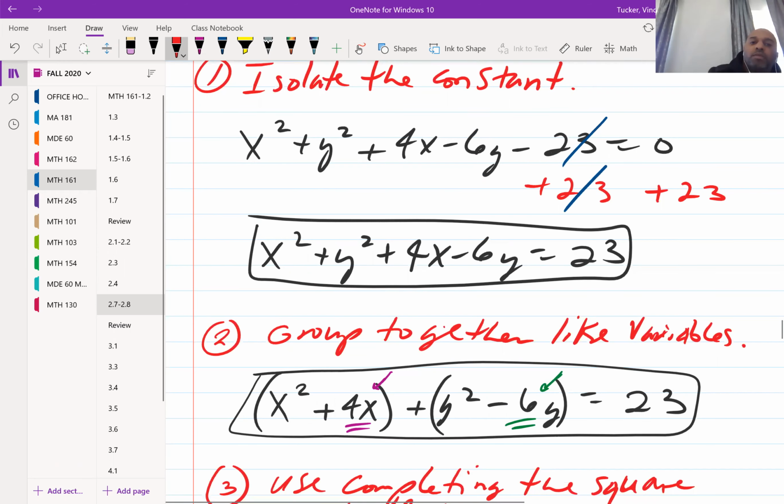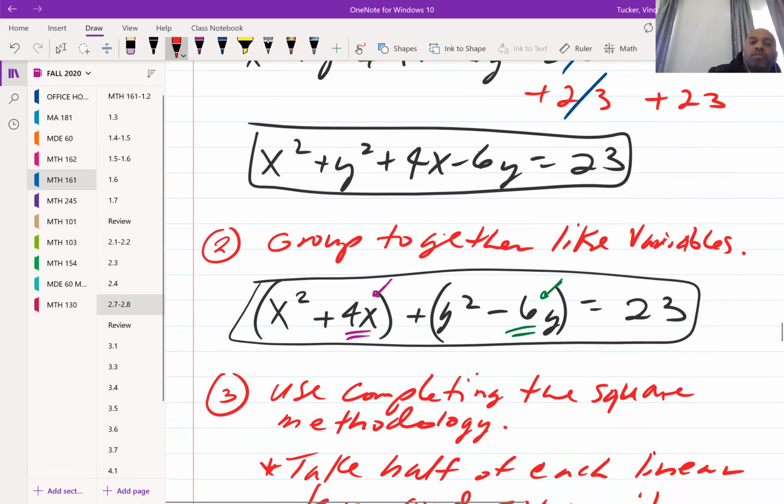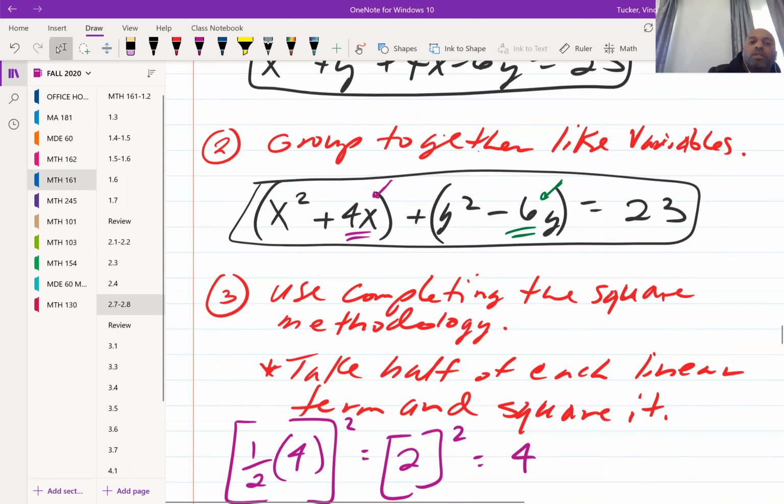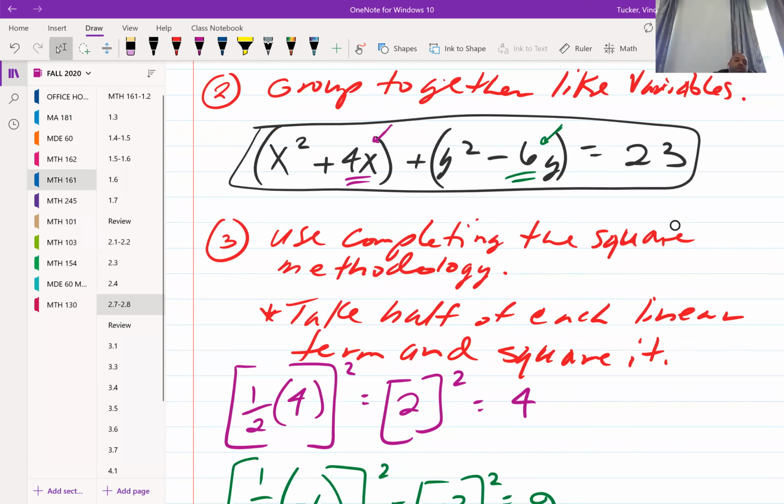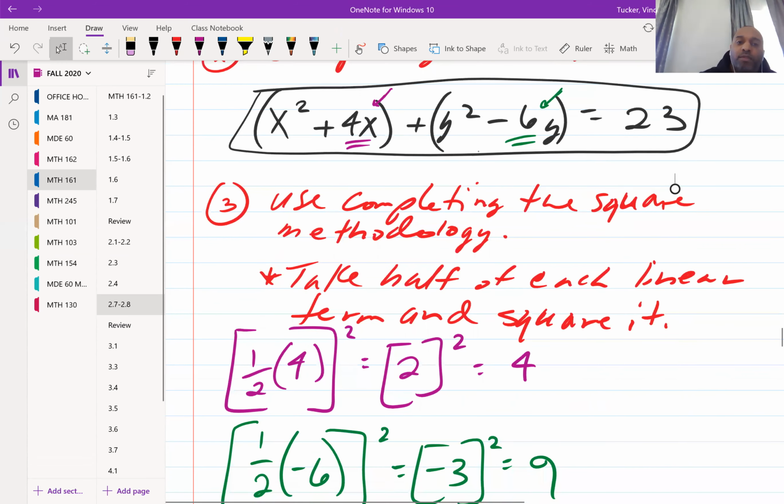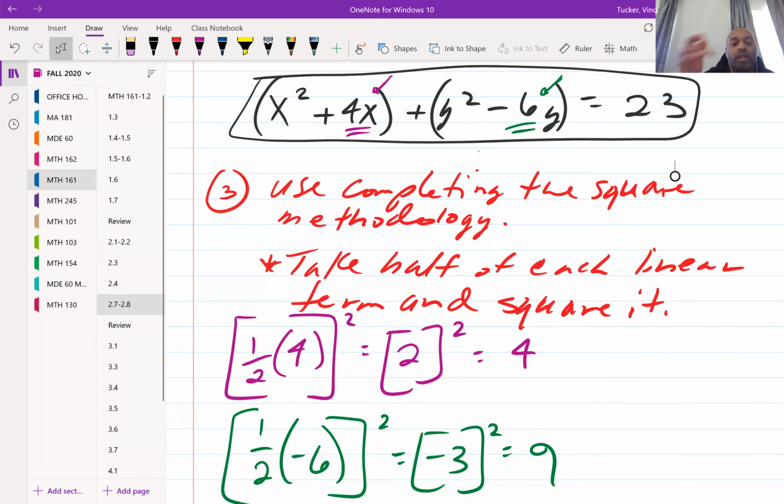All right, everybody done with it? Step 1, scrolling up. All right. So step 3, we want to use the completing the square thought process. We want to take half of each linear term and square it. So the 4x is our linear term in our x. The negative 6y is the linear term in our y. So we take half of 4, square it, half of negative 6 and square it. So half of 4 is 2, 2 squared is 4. Half of negative 6 is negative 3, negative 3 squared is 9.